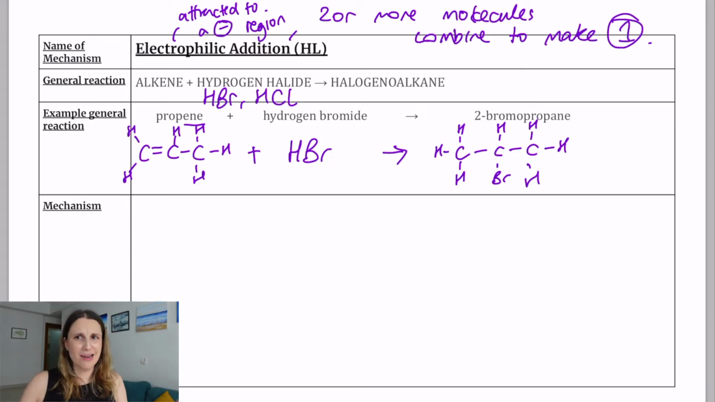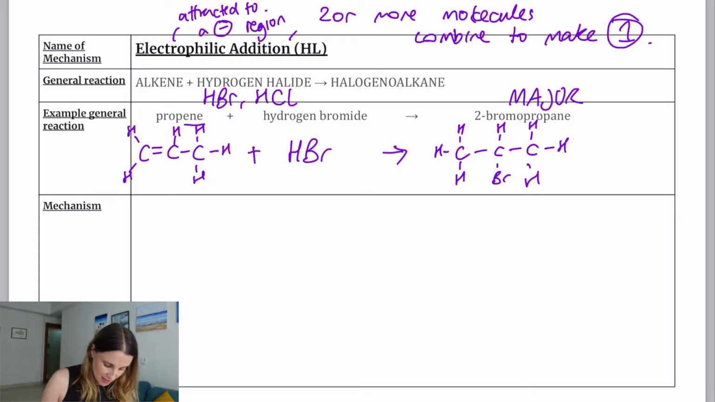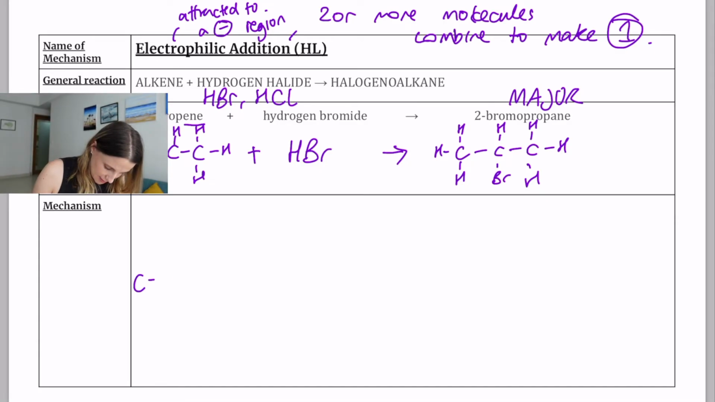You might be wondering, well, how does she decide that it was going to be 2-bromopropane and not 1-bromopropane? Like, if it pops open, surely it can go on to carbon number 1 or carbon number 2. And that is true, but this is the major product. And we'll talk about why that is in a second. So let's look at the mechanism in a bit more detail of how this works.